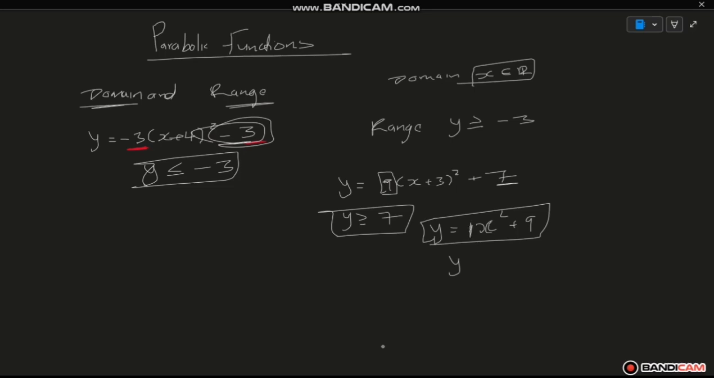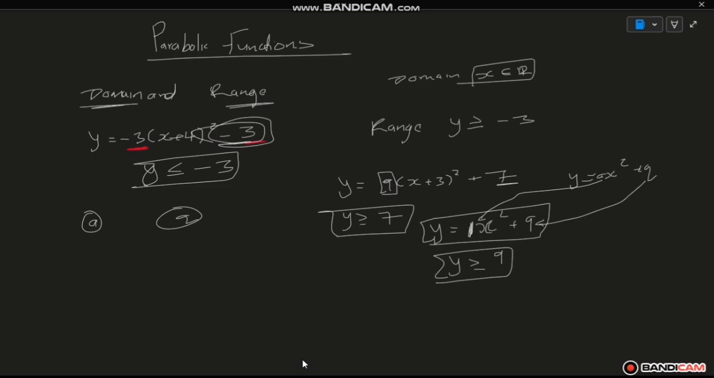So here you know that the value of a is 1 and the value of q is 9. Therefore we focus on a and q. Since a is positive, we take 9 as it is: y is greater than or equal to 9. So we focus on a and q when determining the range.